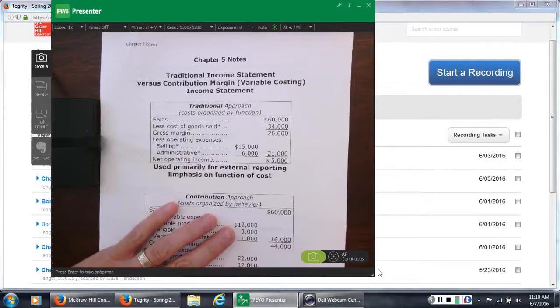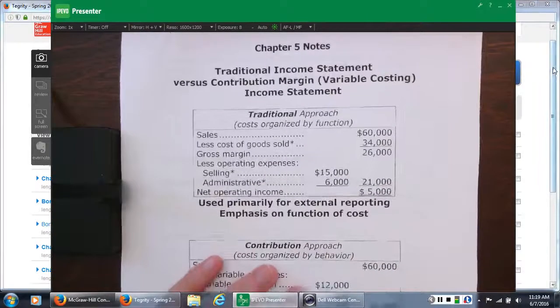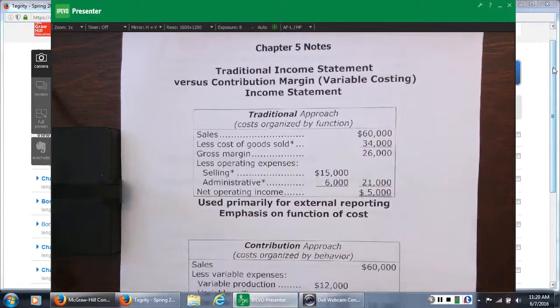And so what I have up here is our Chapter 5, and what we're going to start off by talking about is the traditional income statement versus the contribution margin income statement, also known as the variable costing income statement. This should look pretty familiar, so we'll go through this pretty quickly. Then we'll talk about variable costing versus full costing and then the differences.